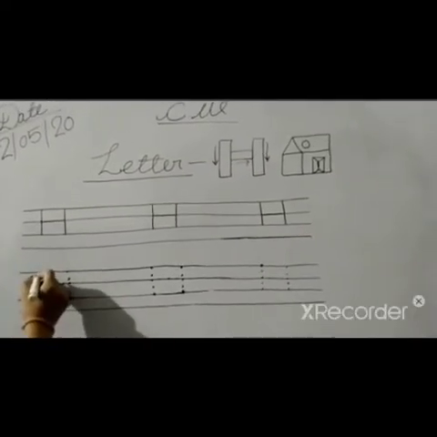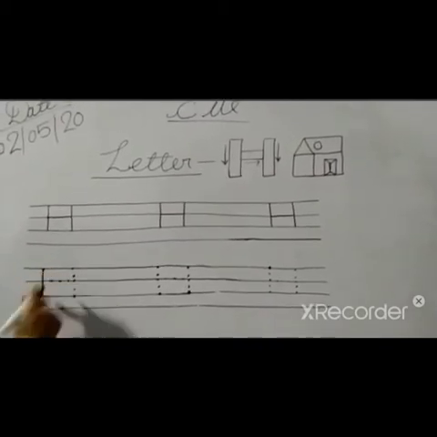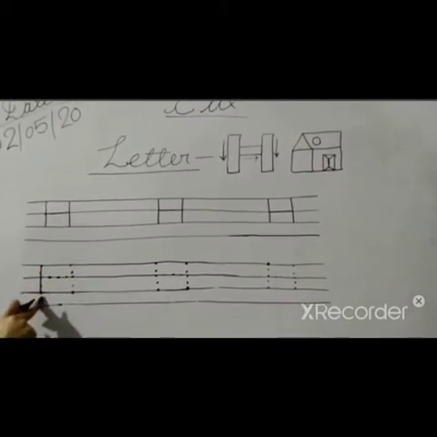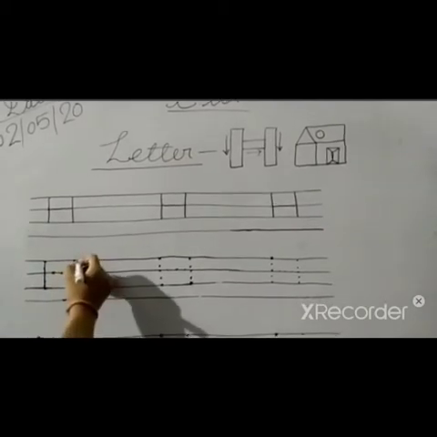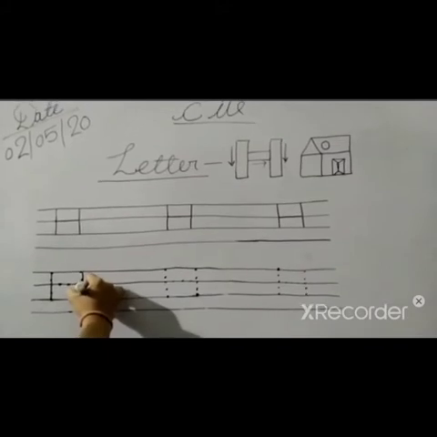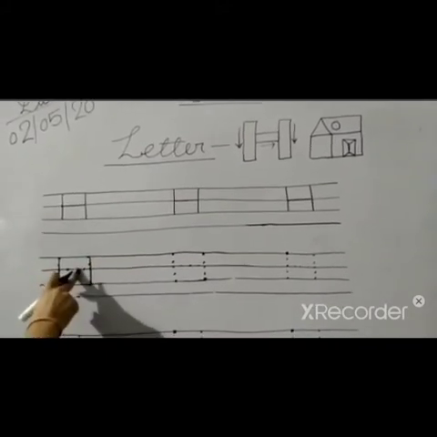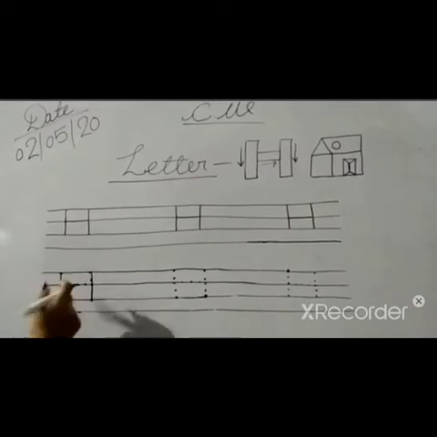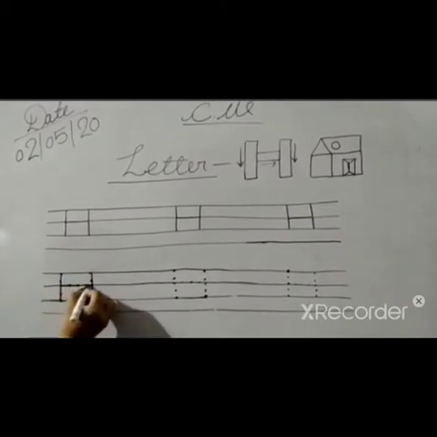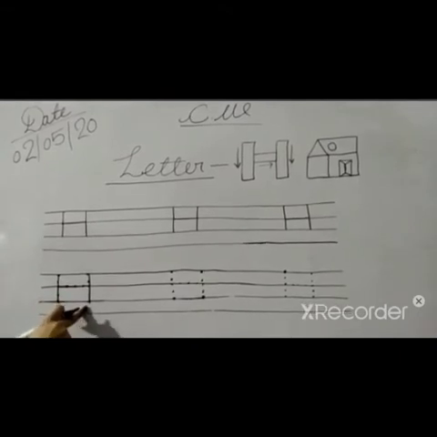Start from the top and make a standing line, then stop at third line like this. Again we will make another standing line like this. Kids, after this we will go to the middle and make a sleeping line like this. Now letter H is ready.